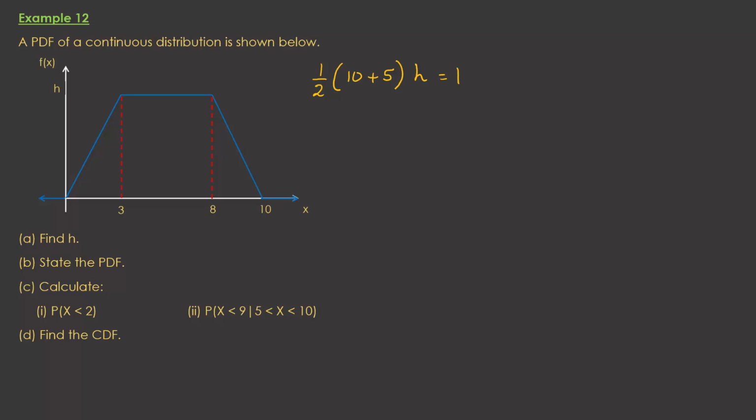So multiply both sides by 2. This gives us 15h is equal to 2. And so h is 2/15. So that's part A. So we know that that one is 2/15.